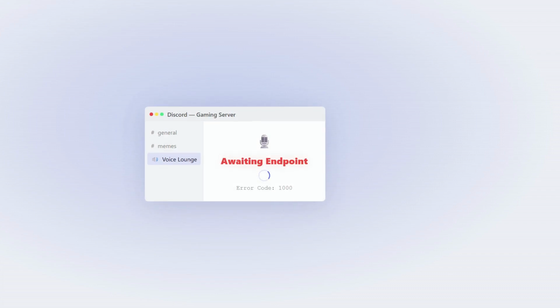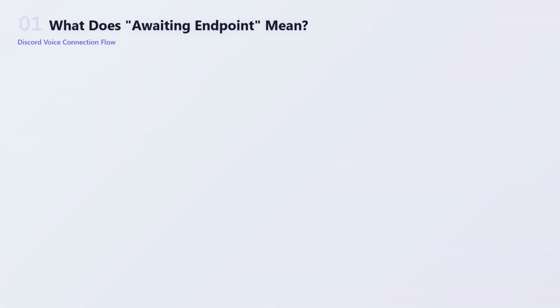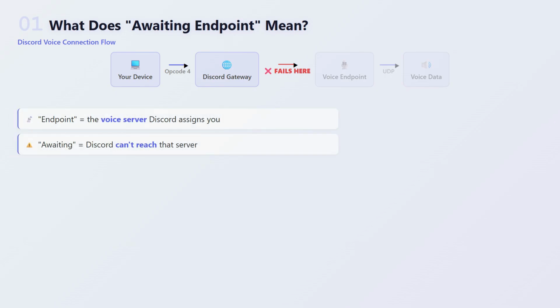Discord says awaiting endpoint and your voice is dead? I will show you 8 proven fixes right now. Let us go. Awaiting endpoint means Discord cannot reach your voice server. Text works on TCP, but voice needs UDP on ports 50000 to 65535, and that connection is failing.